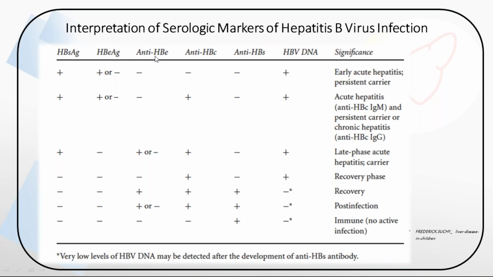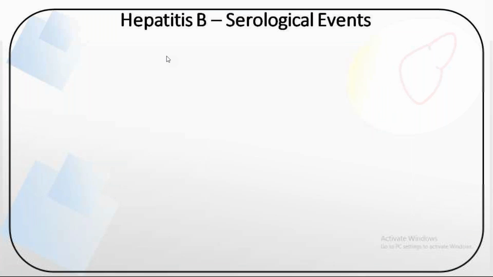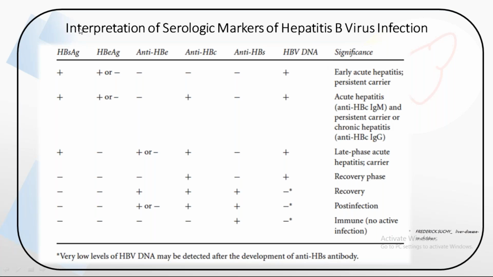Then antibodies. There are three antibodies: anti-HBe, anti-HBc, and anti-HBs. This is the polymerase chain reaction, PCR for DNA. So in a case where the DNA particles are there, HB surface antigen is there, and HBe antigen may be positive or negative, such a condition we call early hepatitis, acute hepatitis, or a persistent carrier.